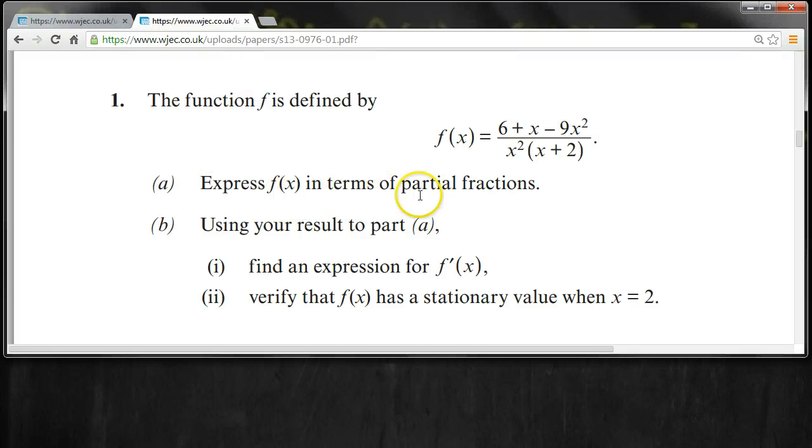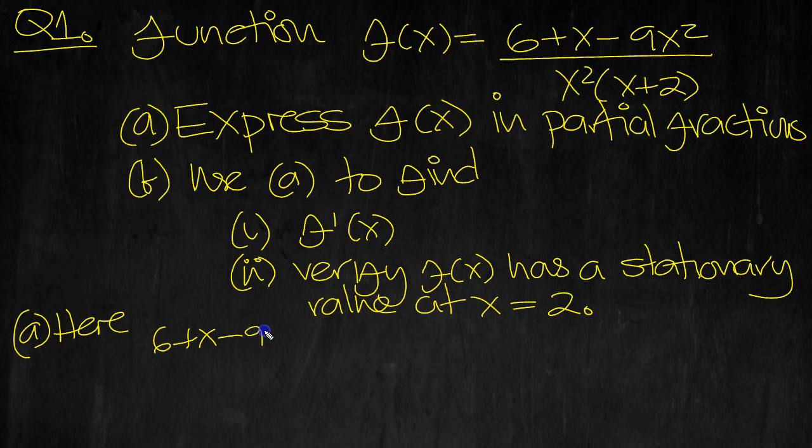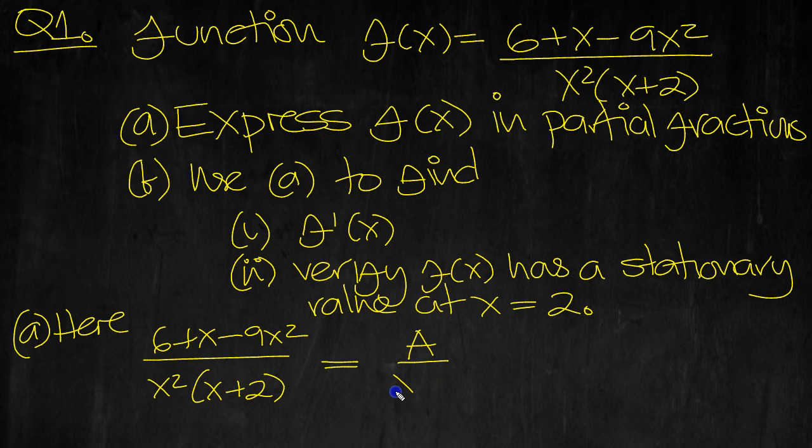Okay, here's the question then. Partial fractions question. So let's have a go at it. So here's the function. I've summarized the question. So here, what have we got then? We've got (6 + x - 9x²) over x²(x + 2) is equal to, well, that's a linear factor, A over x + 2. And this is a repeated factor, isn't it? So it's B over x plus C over x².